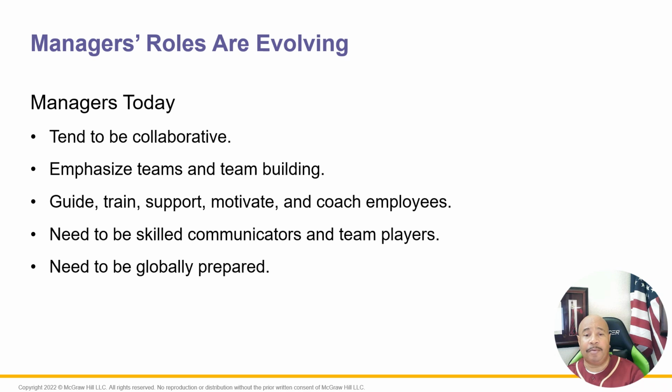Guide, train, support, motivate, and coach employees. That's another evolving role. You're going to guide, you're going to train, you're going to support, and motivate is one of the key words as well. When I was in the Navy for 20 years, my motivation was making sure that I led by example and that I tried to be a transformational leader, which means I tried to transform my work environment into a healthier environment, into a more solid environment, and one that actually respected all.